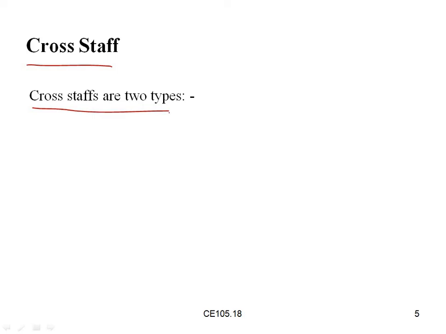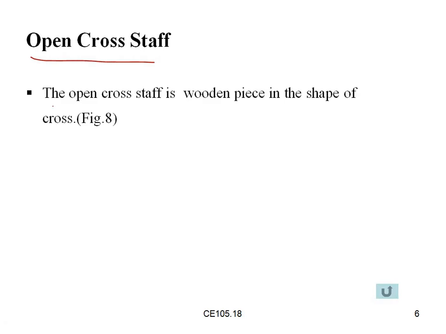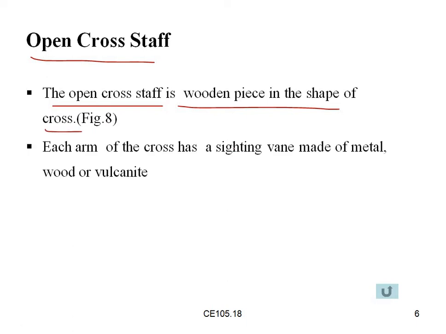The crossstaffs are of two types. One is open crossstaff and the second one is French crossstaff. Remember, very important: the first one is open crossstaff and the second is French crossstaff. The open crossstaff is a wooden piece in the shape of a cross. Each arm of the cross has a sighting vane made of metal, wood or vulcanite. So this is called open crossstaff.